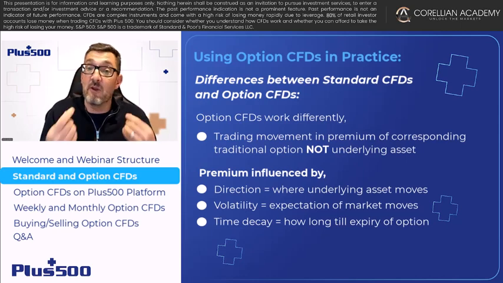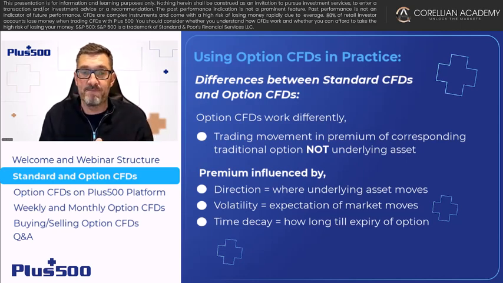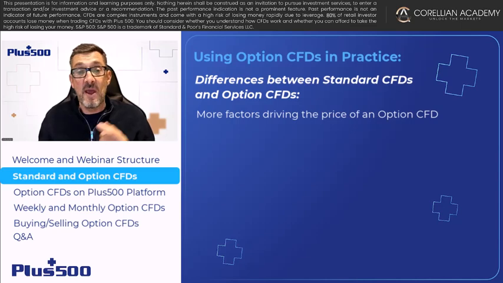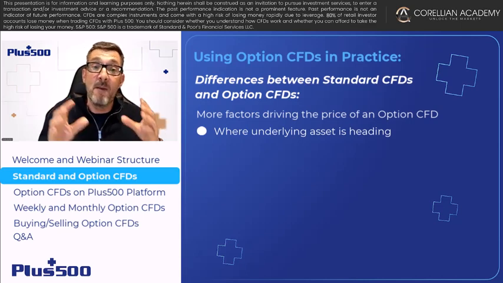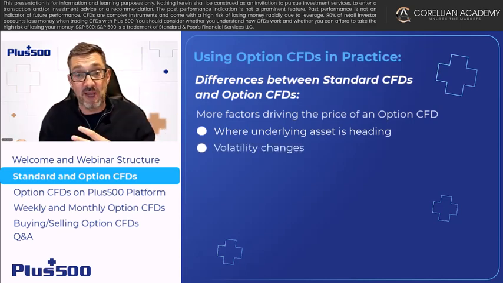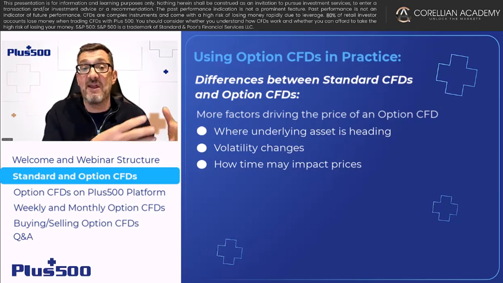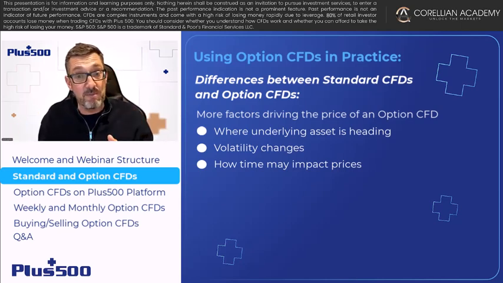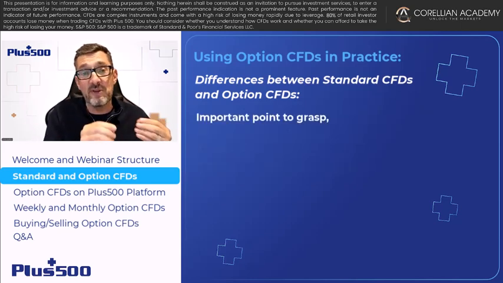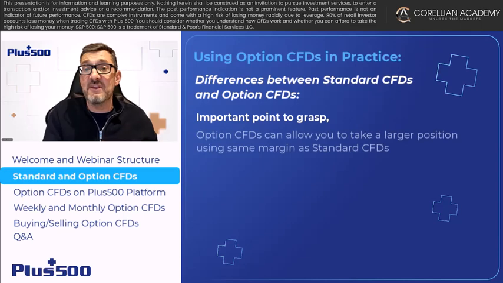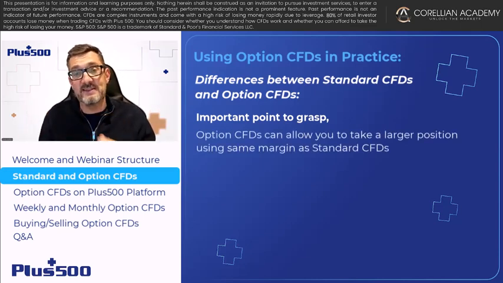We went into more detail on these points in webinar 1. So, as you can see, more factors drive the price of an option CFD. This means you can take a view not only on where the market is heading, but also on how volatility might change or how time might affect the option's value. You're still using margin, but the behavior of the product is more sensitive and multi-dimensional. A really important point to grasp is this. Option CFDs often allow you to take on a much larger position with the exact same margin.